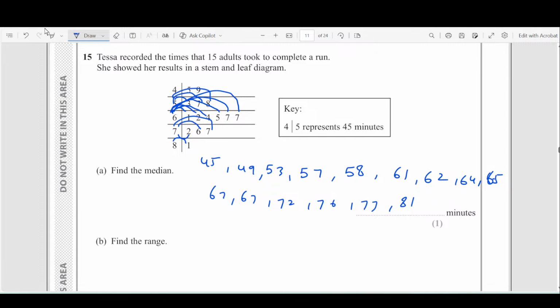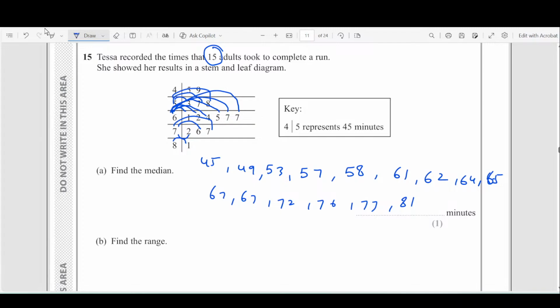Now what we need to do is find the median. Median means the middle value in ordered data. Ordered means from smallest to largest. So if you count them, we have a total of 15 data points.